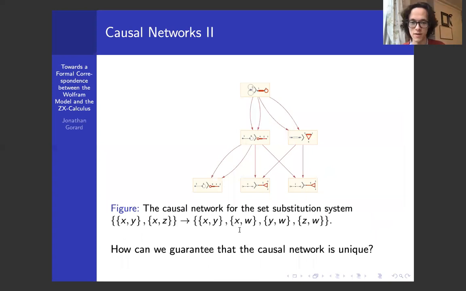Okay, here's just a simple example of a causal network for the set substitution system that I showed on the previous slide, showing you exactly how each of these events relates to each other. So this is telling you that this event and this event could be applied in any order relative to each other, but this event and this event, their relative ordering does actually matter.